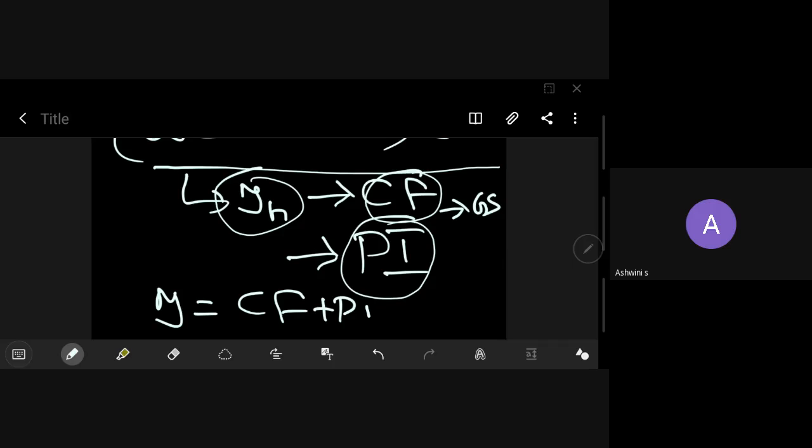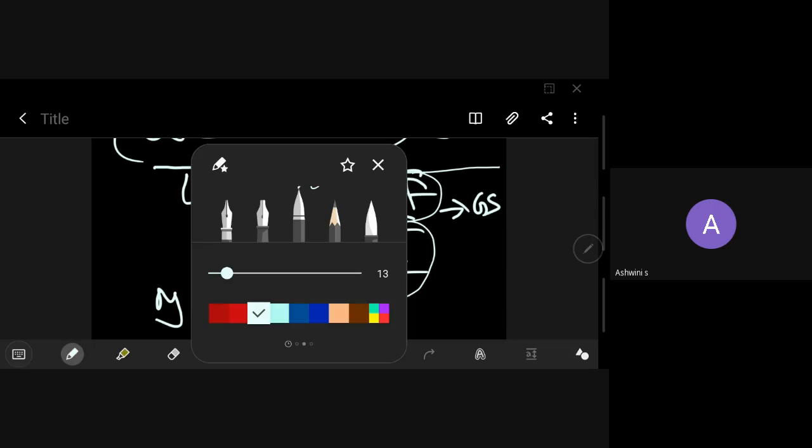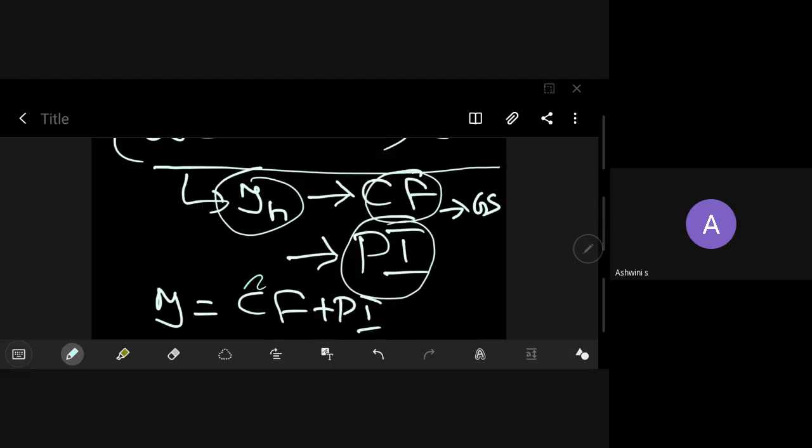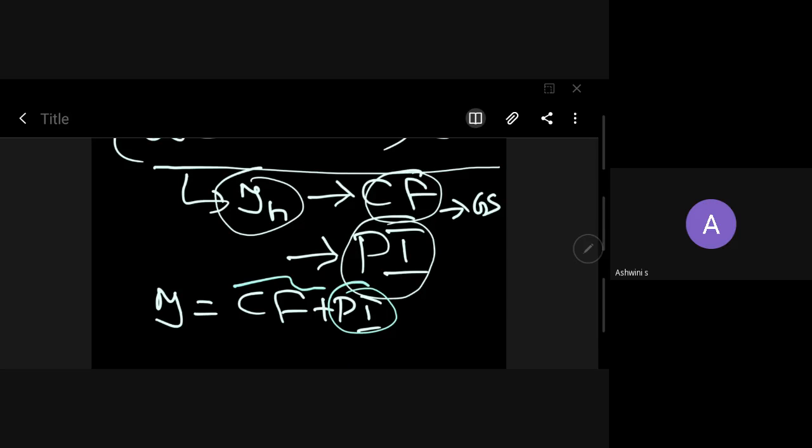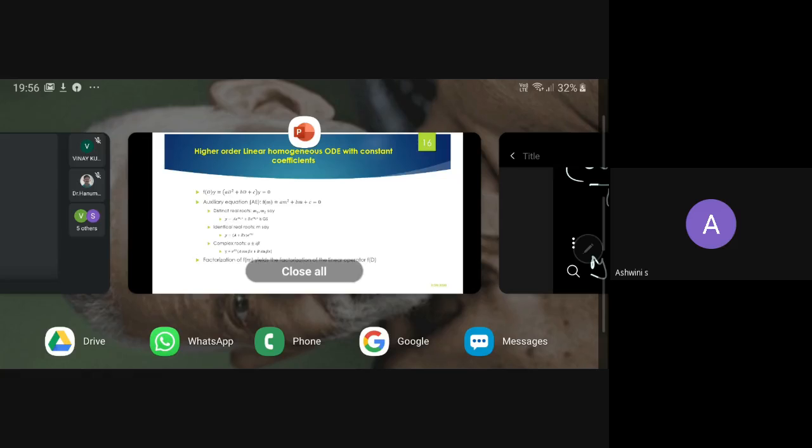So far we have seen how CF can be found, and now we need to see how to find PI, that is, the particular integral. So for that you already have an idea.